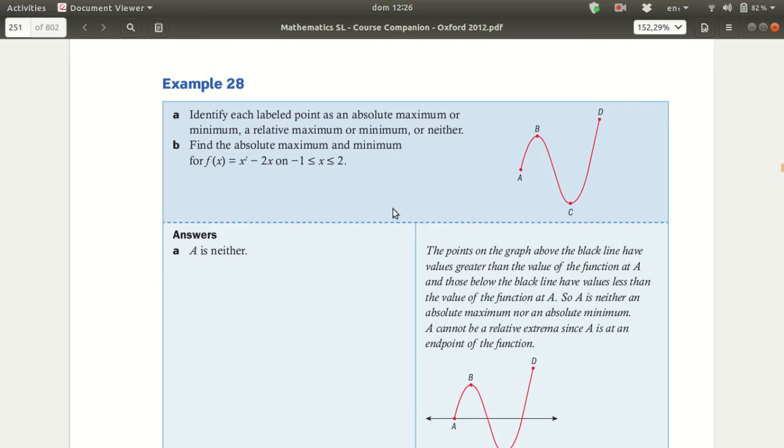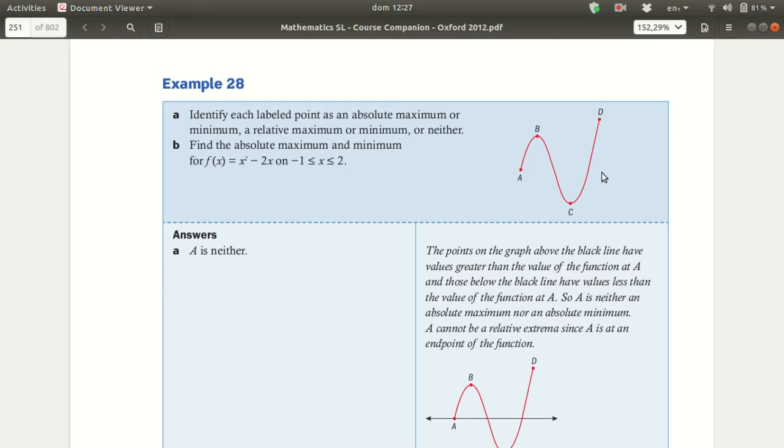So we have this function, and we have 4 points, point A, B, C, and D, and we have to analyze each point. So let's take a look at point A. We can clearly see that it's not an absolute maximum or minimum because we see points that are higher and lower than A. So for example, B is higher and C is lower. So this is not an absolute max or min.